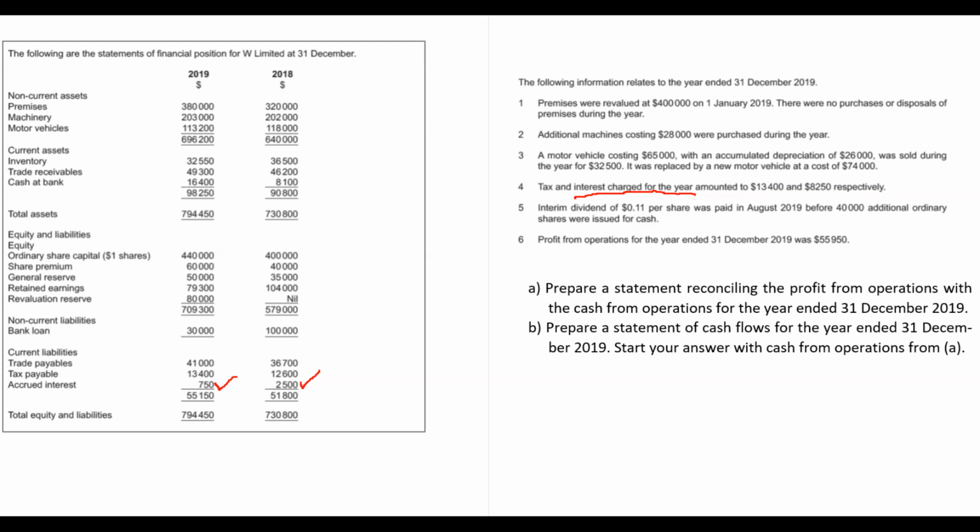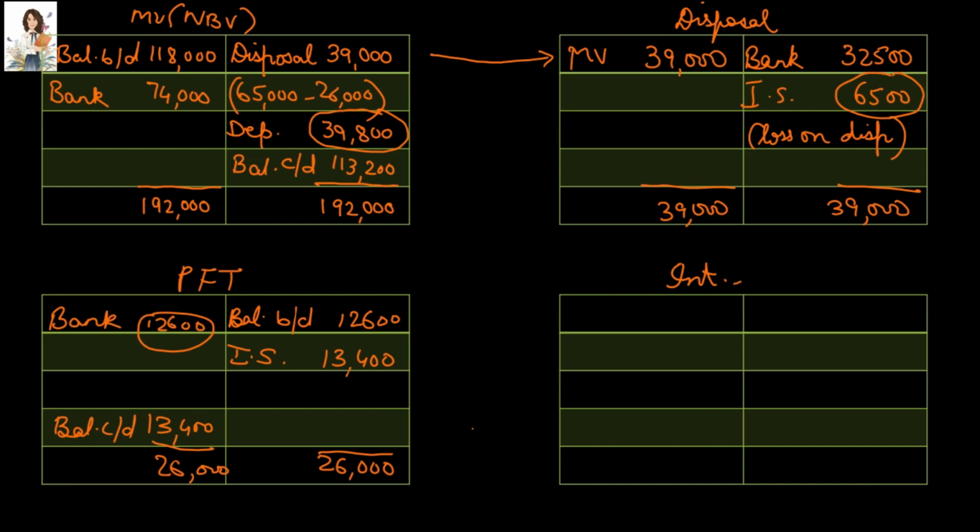So let's compute that. This is our interest payable account, pretty similar to our provision for taxation account. At the beginning of the year, the balance brought down is a liability, so on the credit side, and it is $2,500. At the end of the year, the balance carried down is given to us, it is $750. In the income statement, it would have been charged as an expense, so here it will be on the credit side.